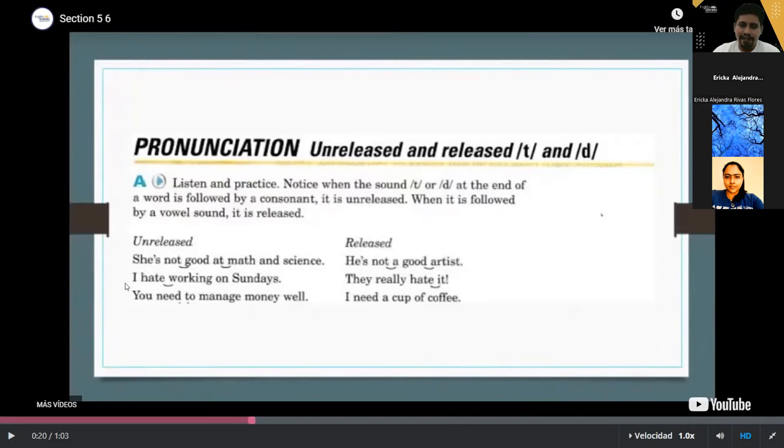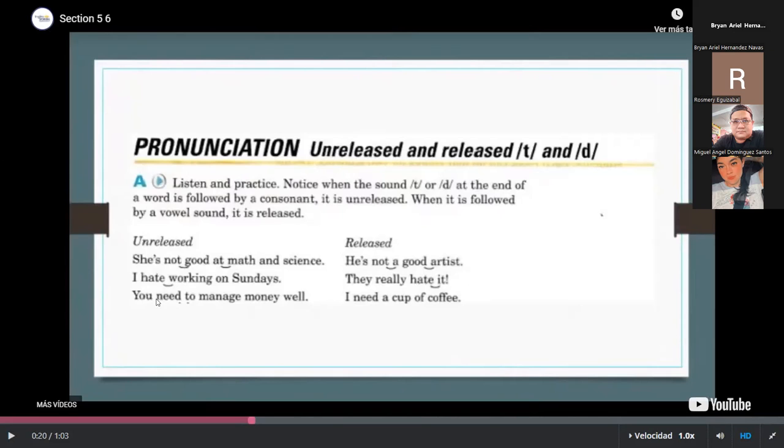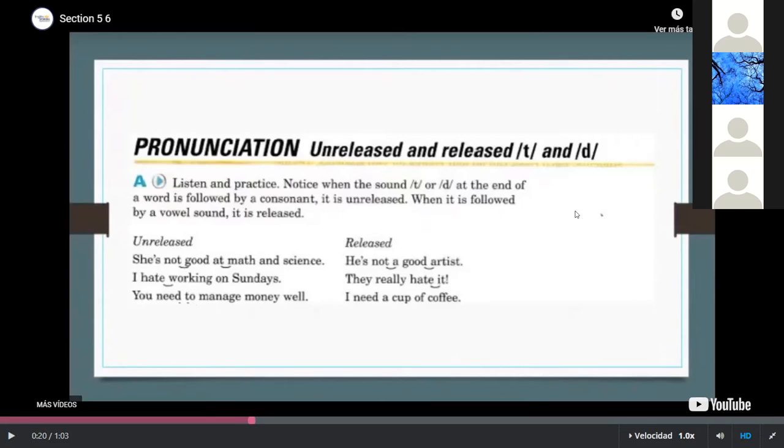Let me see, Erica, read sentence number two, the one that I'm pointing out right now. I hate working on Sundays. Good. Joanna, read sentence number three. You need to manage your money well. Okay, Mylene, can you please read the sentence that I'm pointing out? He's not a good artist. Good, excellent. Ronald, can you read the next sentence? They really hate it. Okay, good. Alba, can you read the last sentence?